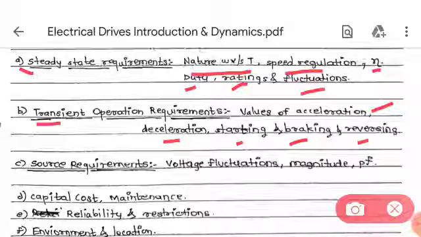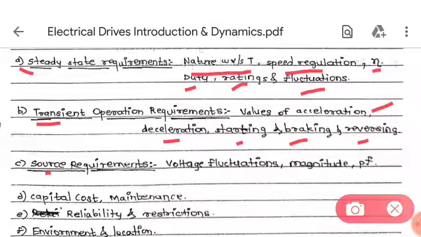And braking requirements, whether you want any electrical braking or not. Again, in electrical braking there are three types of braking. Out of those, which one you would prefer, or you just want to go to mechanical braking. And again, speed reversing, whether you want speed reversal or not. That is also an important parameter. So these are some requirements.